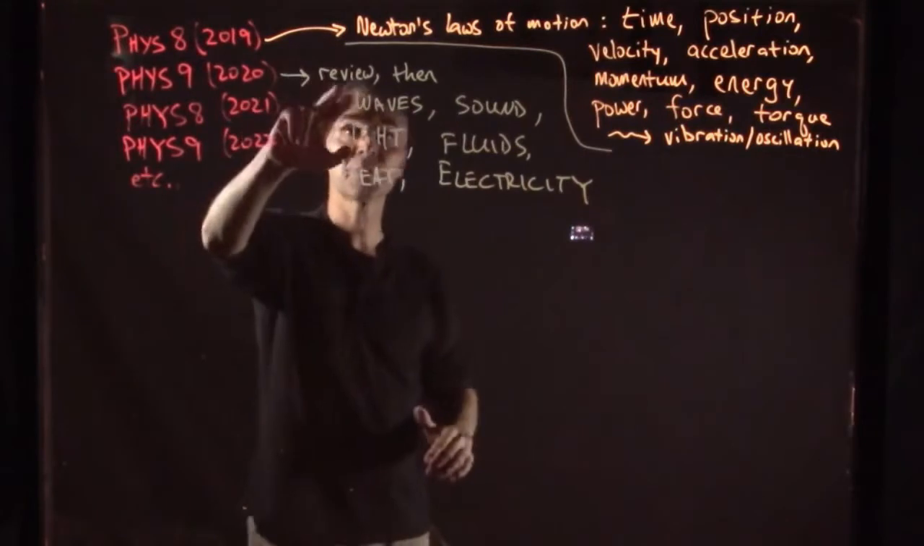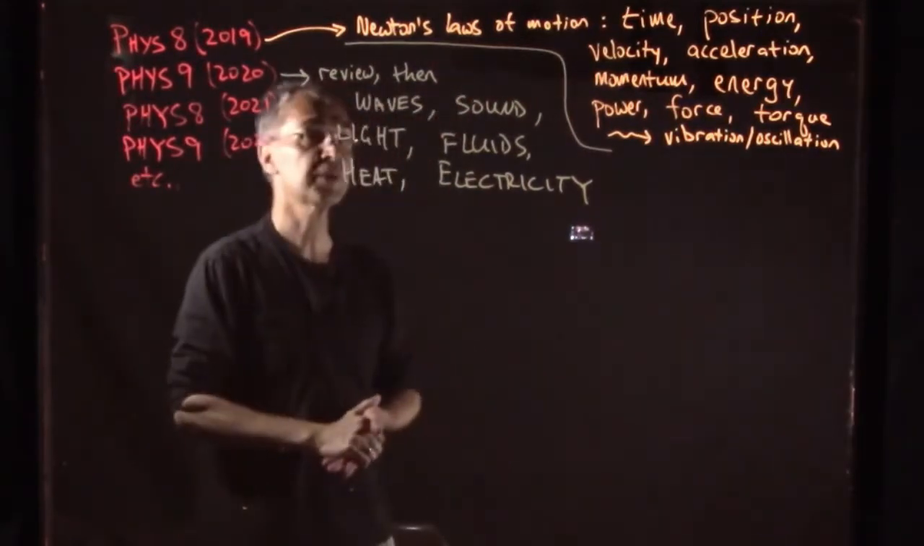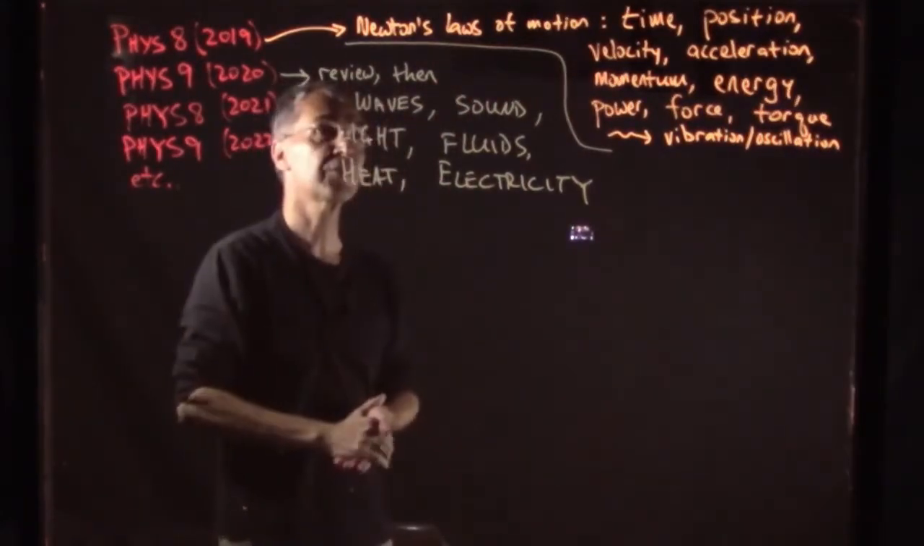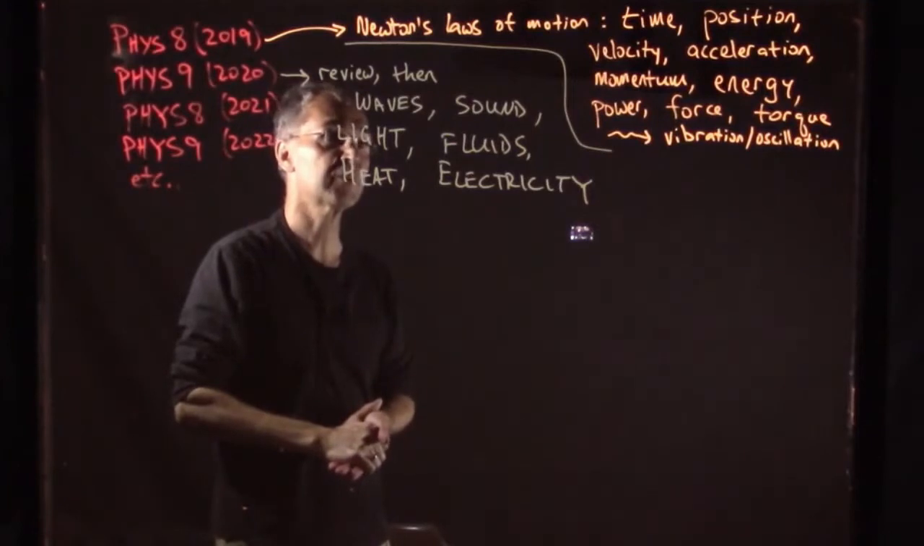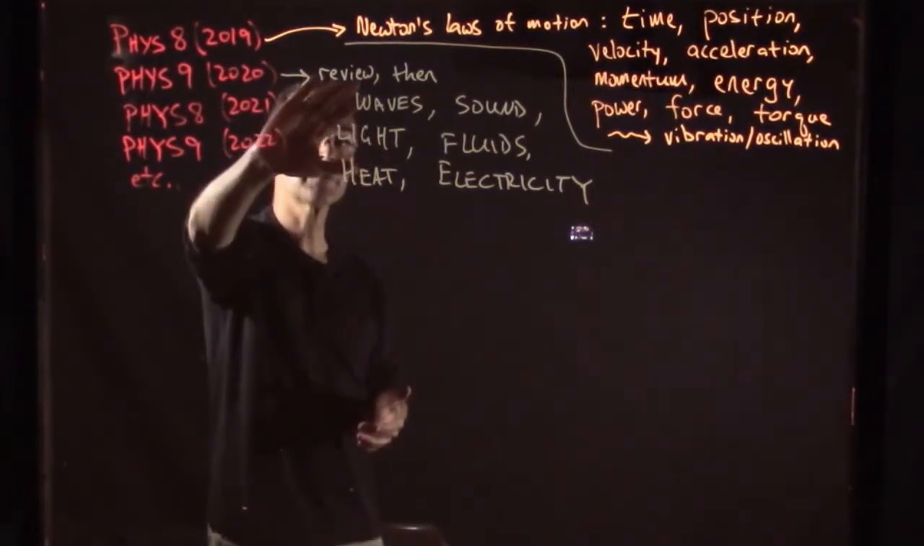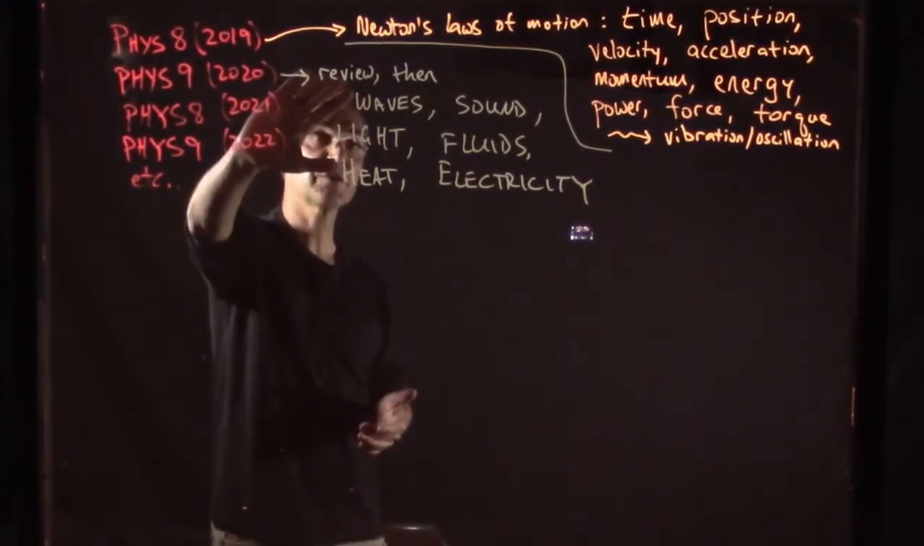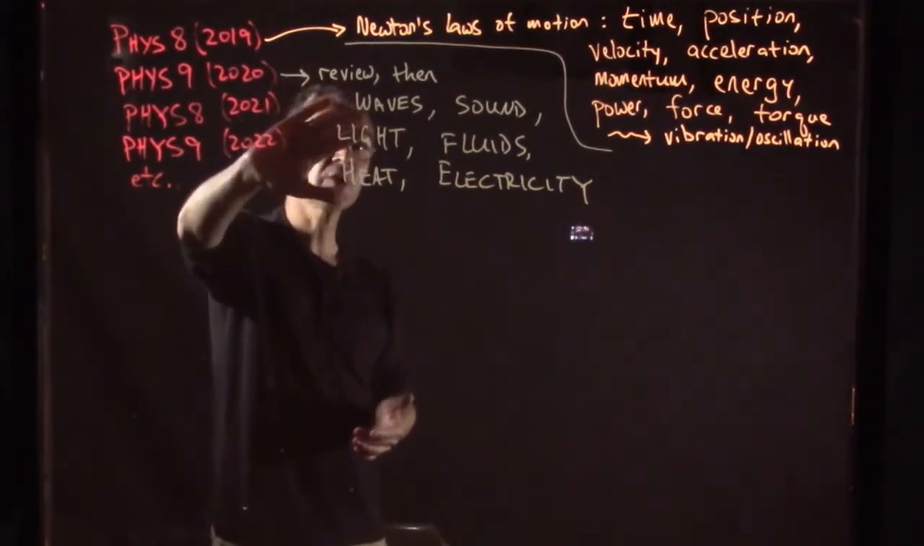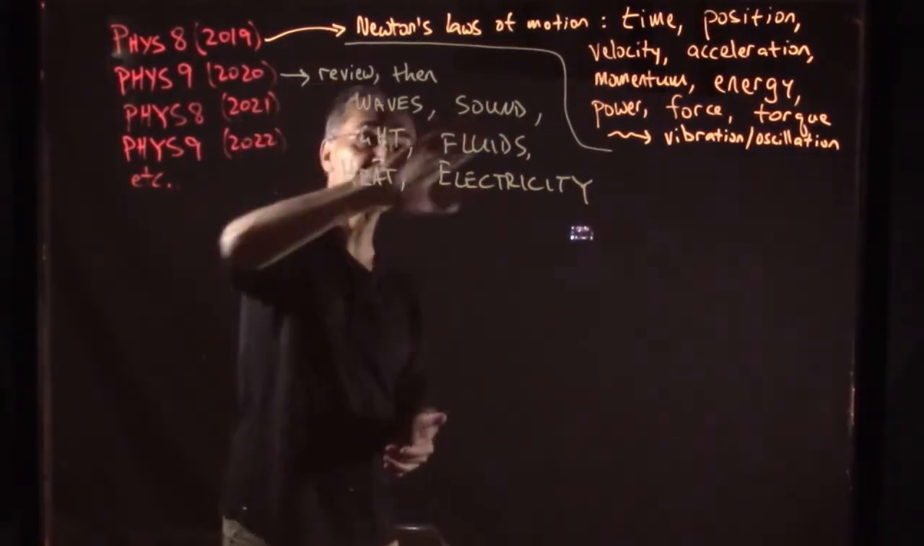So in Physics 9, we first do some review, since I'm going to assume that you might not have seen classical mechanics, Newton's laws of motion, since high school, or maybe Physics 8 was a year or more ago. So we'll do a little bit of review of the physics that I want you to have seen before, and then we'll go on to talking about waves, and then sound, and then light.